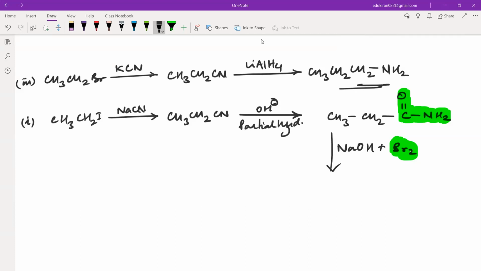So you have two carbons. How many carbons did I make? One, two, three carbons. Now, so one carbon less. You will get CH3, CH2, NH2. Okay. Next, what other reaction?